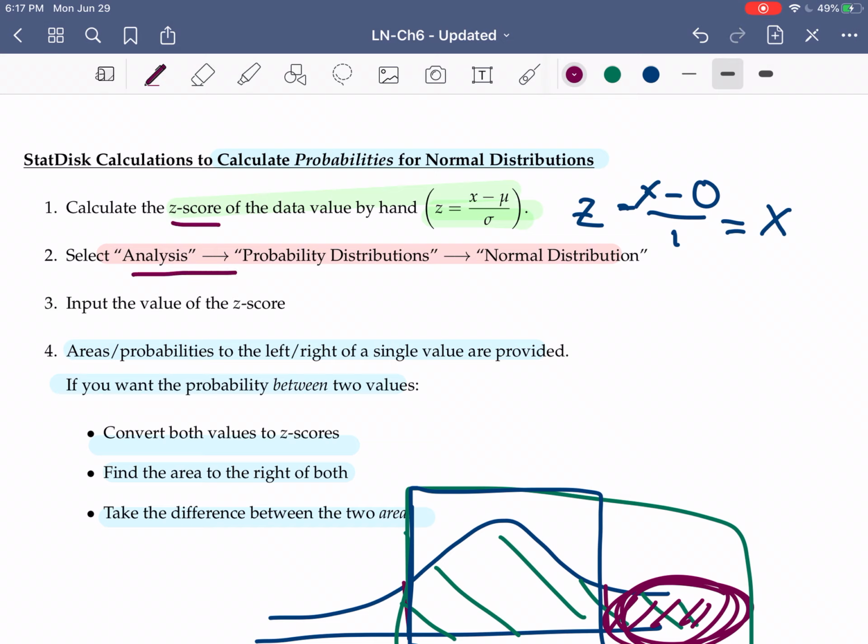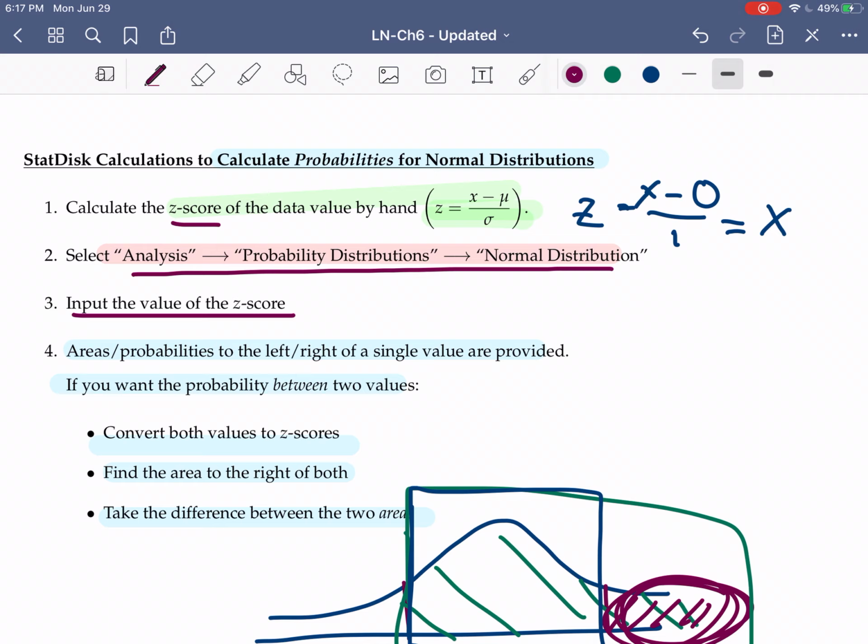We will then, in StatDisk, make those selections: choose analysis, probability distributions, and then the normal distribution. We will then input that z-score and evaluate. It will spit back all kinds of information, and we will just identify the information that we want.